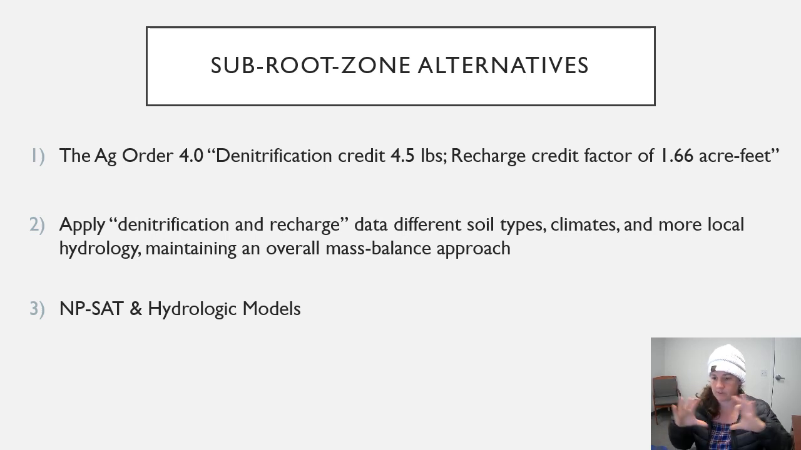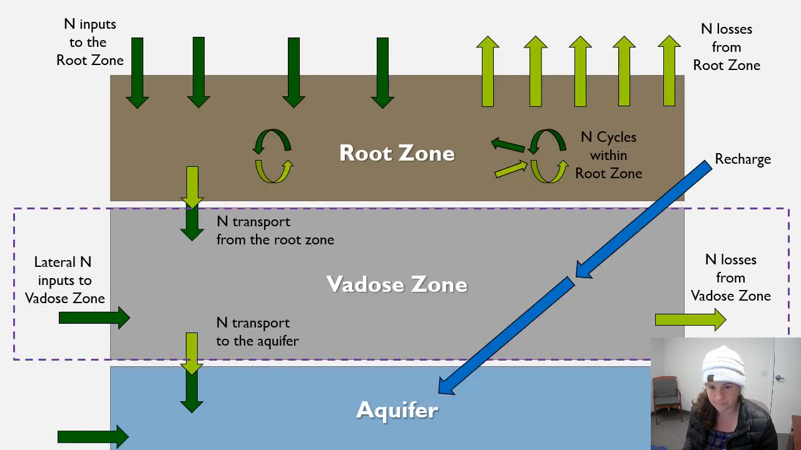So again, the vadose zone box, arrows in, arrows out. And then another approach would be NP-SAT. That's a non-point source assessment tool that they're using in the Central Valley, and it's being developed by Thomas Harder and coupled with hydrologic models.